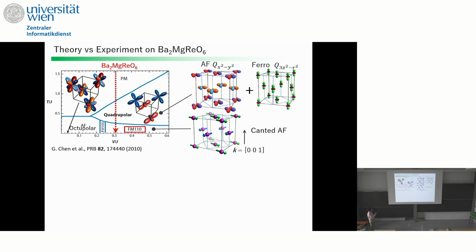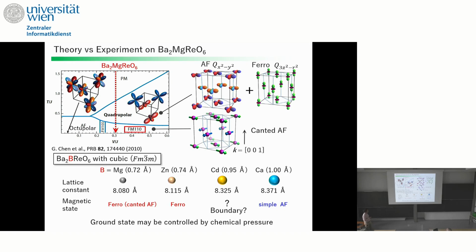So we put our barium magnesium rhenium O6 into the electronic phase diagram. We have quadrupole order and large angle canted antiferromagnetic order. So we are somewhere around here, and there is some other phase that exists. So we are wondering if we can control this parameter somehow and investigate other electronic phases.